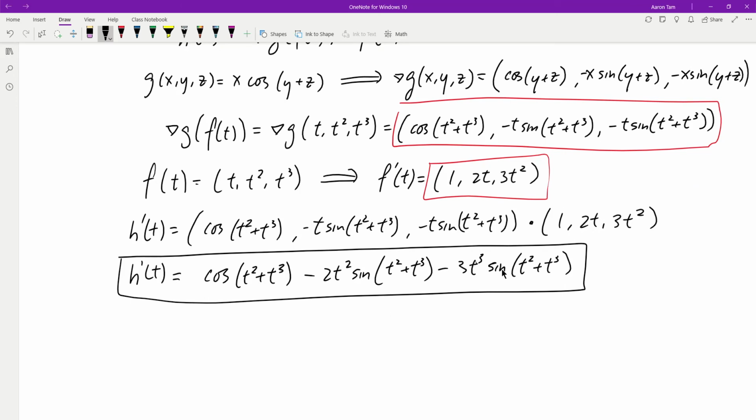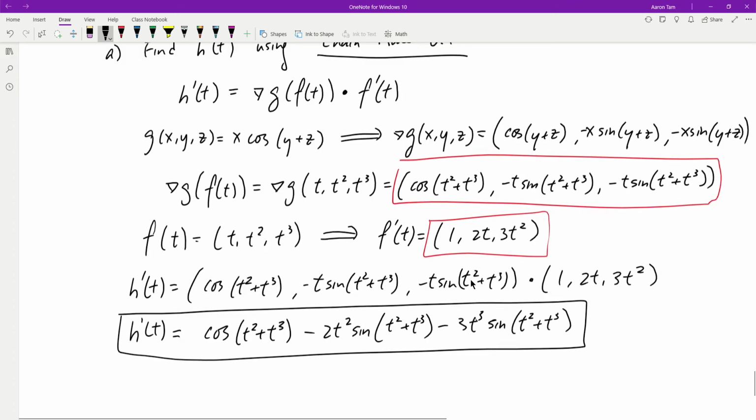You can probably combine the last two terms together by factoring out sine t squared plus t to the third, but I'm probably not going to bother with that. So that's one way to do it, is to keep the function h as two separate functions which form a composition. And then if you keep it that way, you have to use the chain rule from 6.1 to evaluate the derivative. Now, what else can I do?